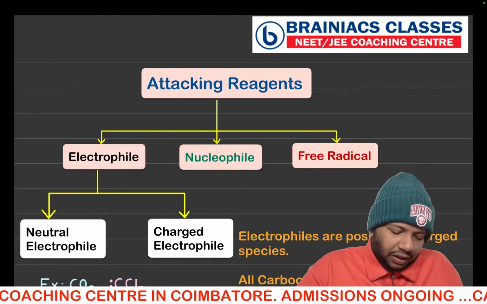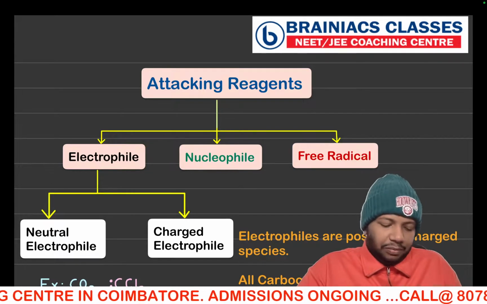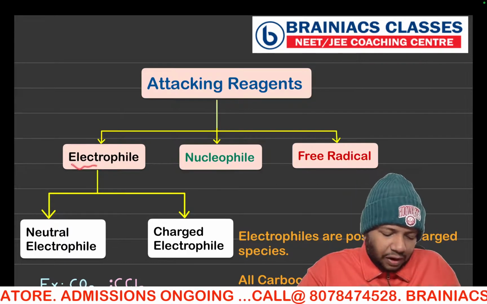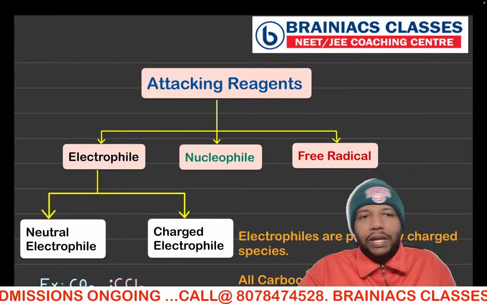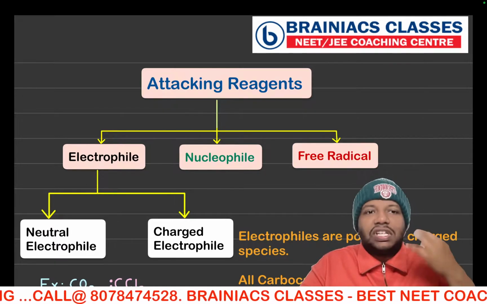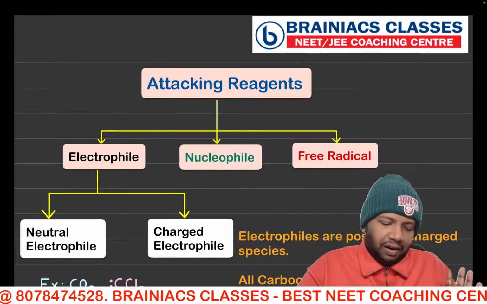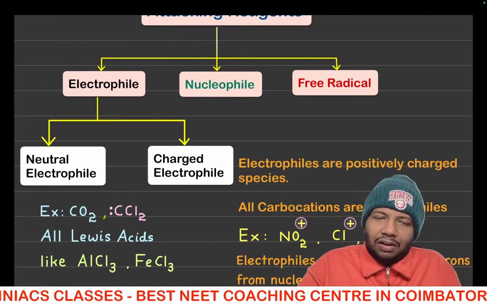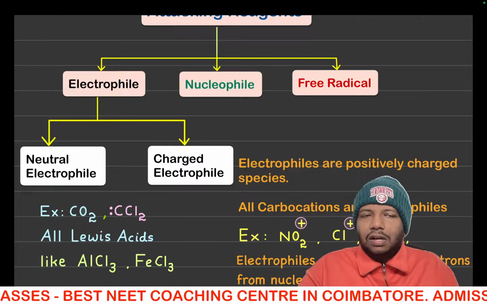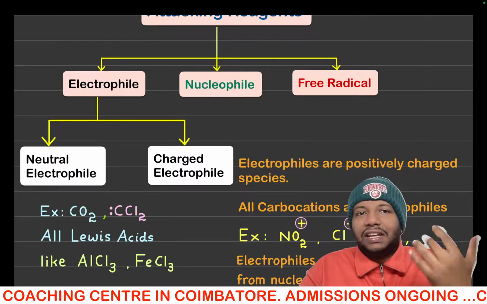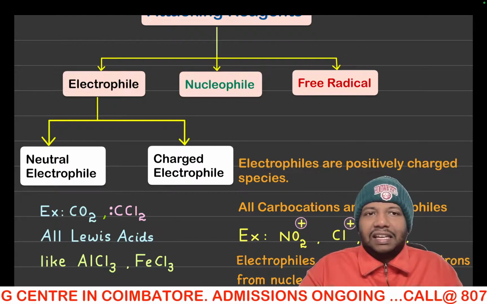So what is fundamentally an electrophile? From the term itself you will understand. Phile means love. Electrophile means electron loving. That means an electrophile is a species which loves electrons. Now, if it is loving electrons, and electrons are negatively charged, then the electrophile must have some charge opposite to that.